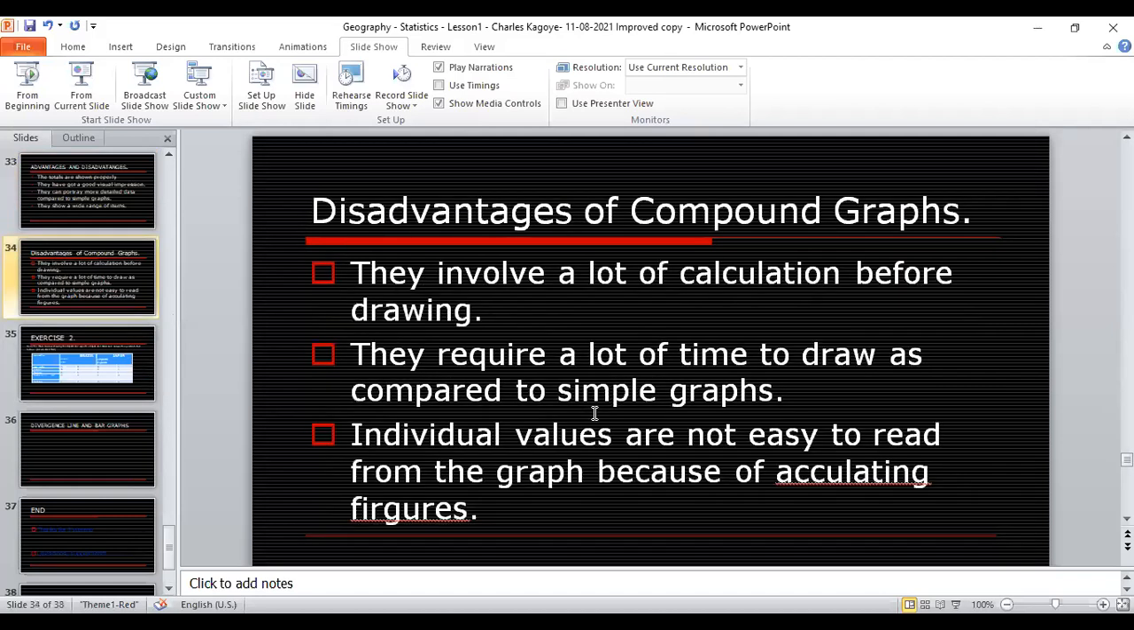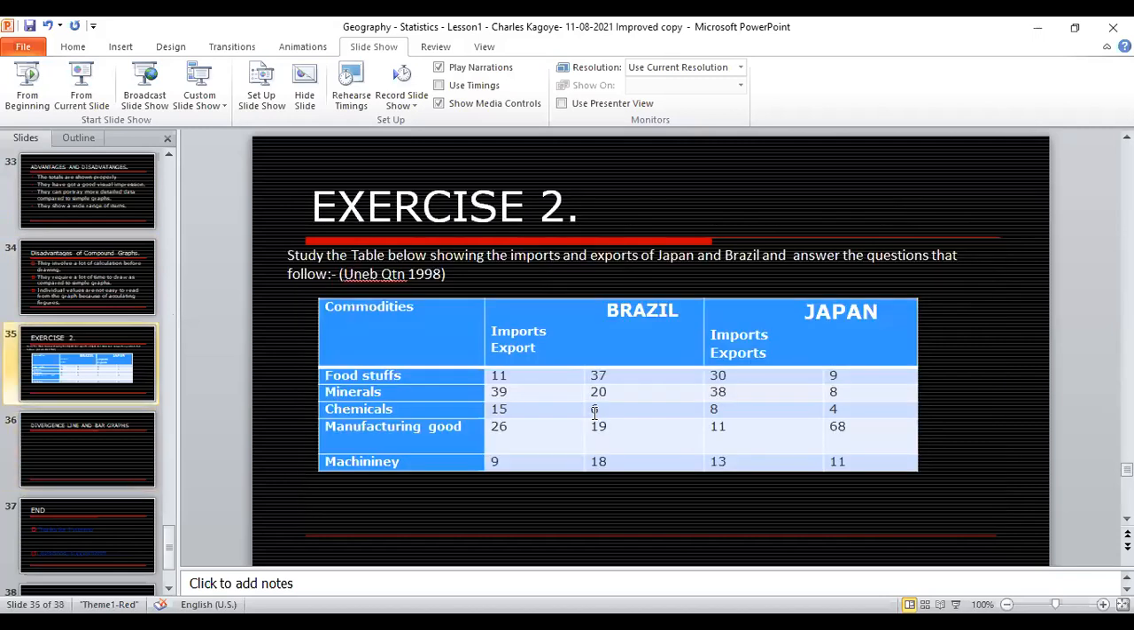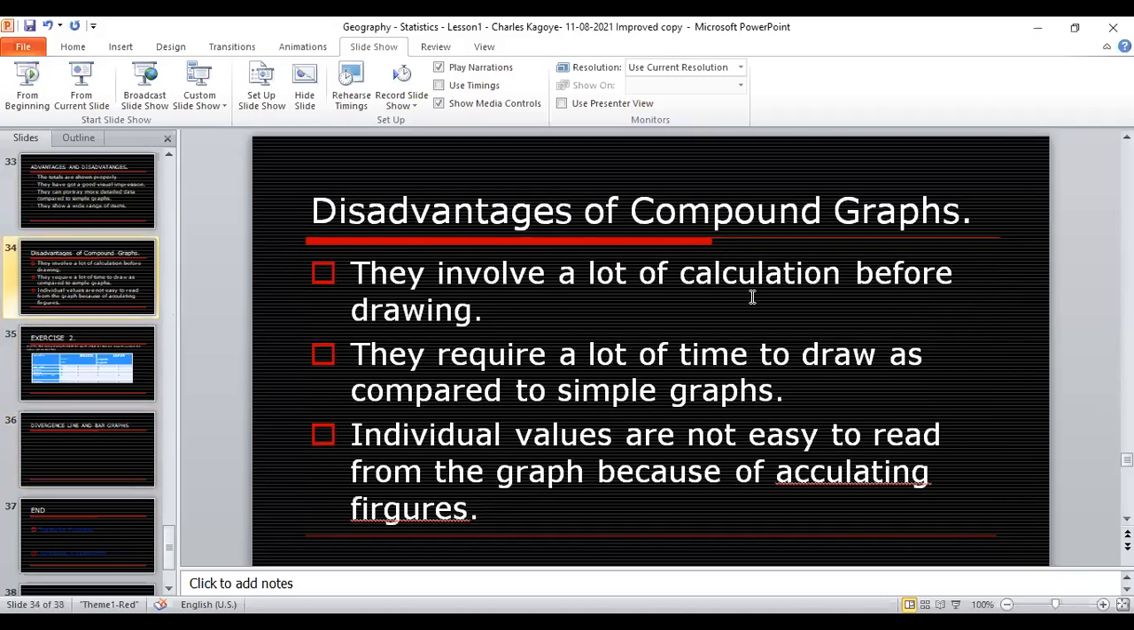So the next time we meet, I want you to go and read about divergent line and bar graphs. That is what we shall work on, unless you have questions.